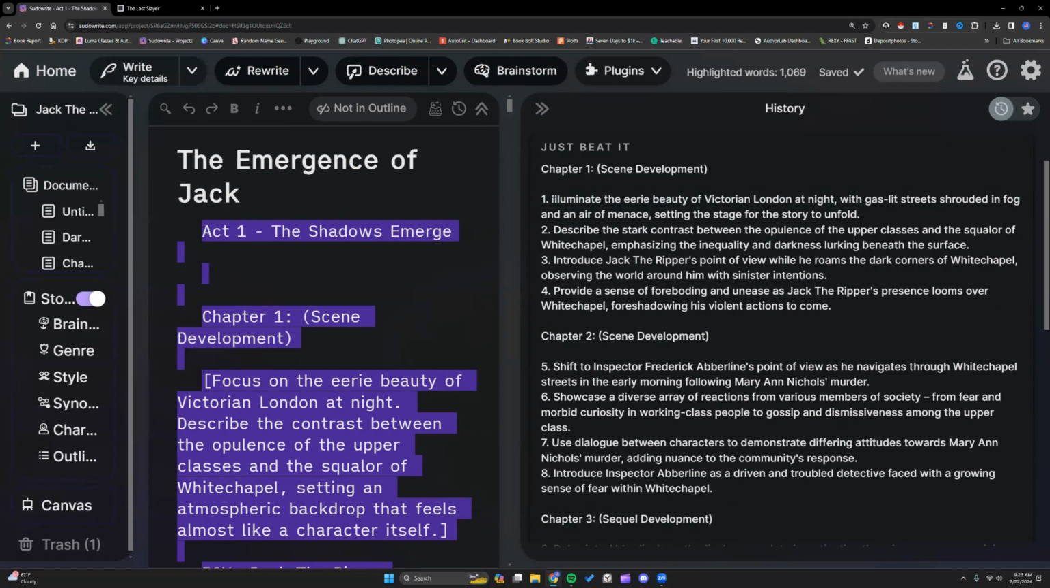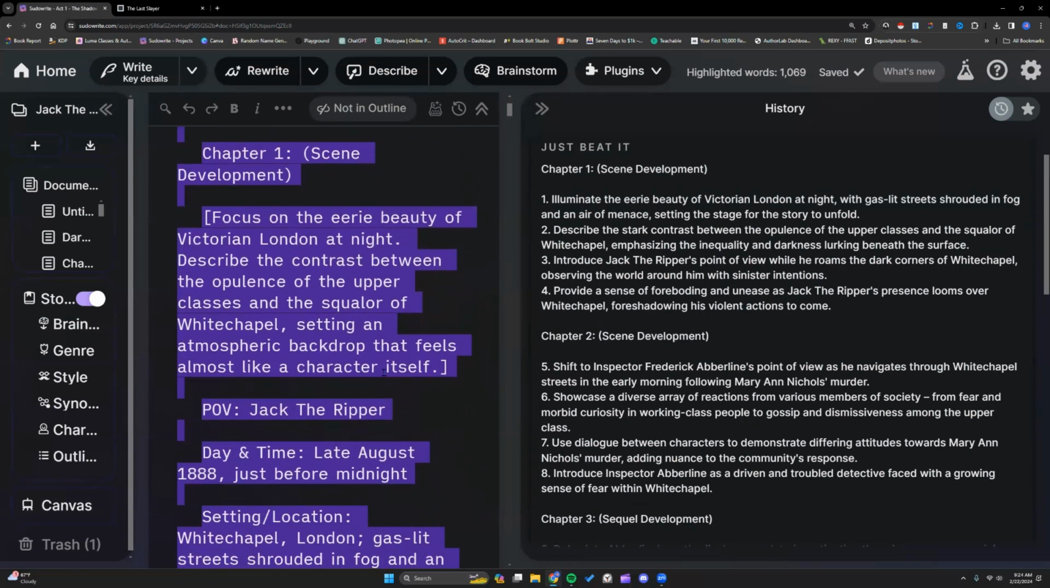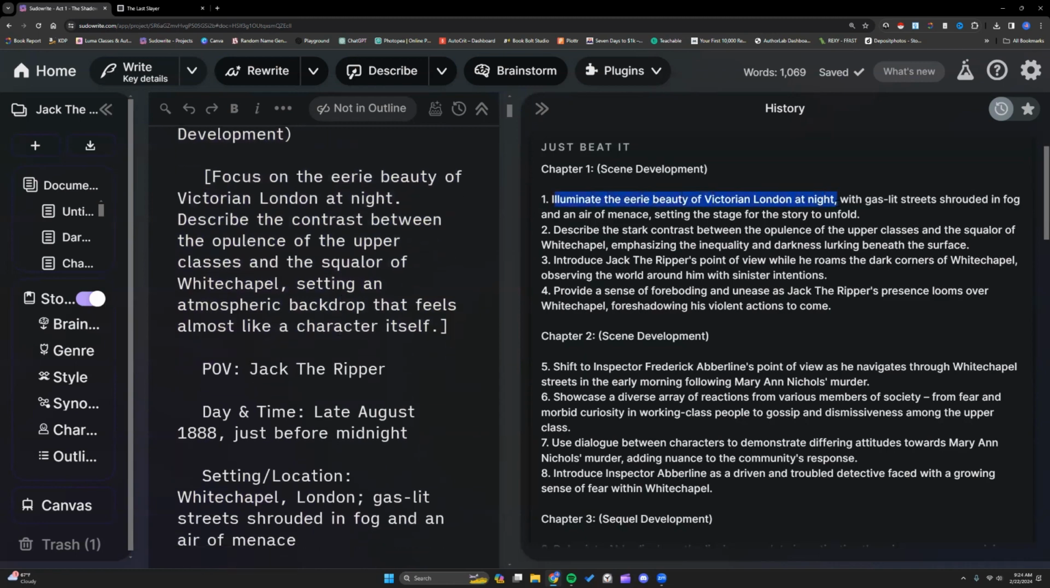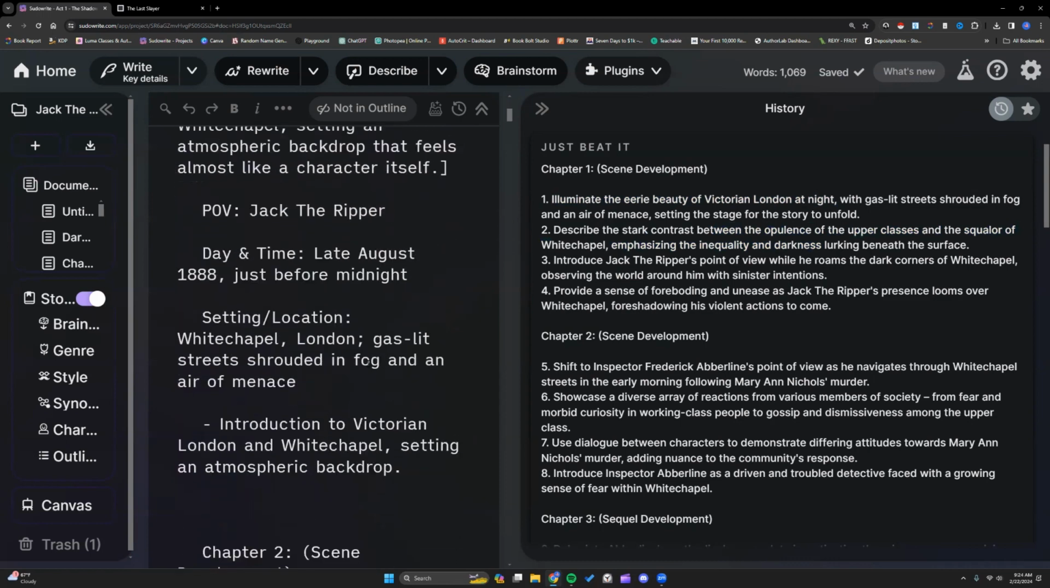Right, so this is going from the outline. I like that. Let's see what our actual chapter 1 said. So I gave it some guidance here for my beats before they were generated. See if it carried that over. It does. Okay. There. And just describe the stark contrast. So that's part of the guidance right there.